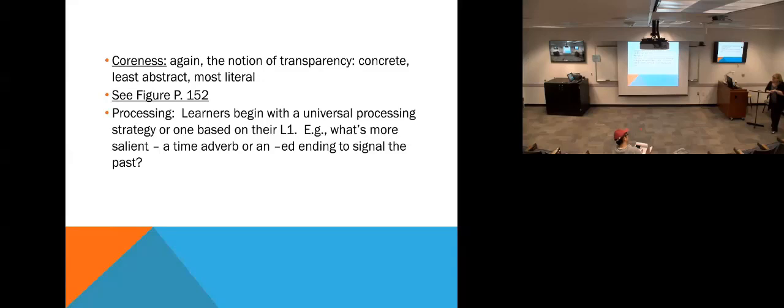And finally, they talk about processing. This is very similar to this idea of core and non-core. You begin with either a universal processing strategy or a processing strategy based on your L1. So a universal processing strategy might be what we called last week. Who remembers what the name of this thing was when I talked about what a first language child does? If I say, what's this? Who remembers the name of that principle?